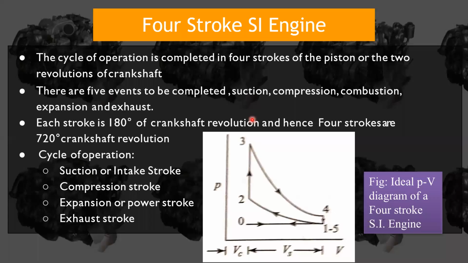Okay, we already know four stroke SI engine. What is SI engine here? Spark ignition engine. And what is CI engine? Nothing but compression ignition engine. First of all, we are going to discuss four stroke SI engine. That means within the four stroke engine, we are going to discuss about the SI engine.